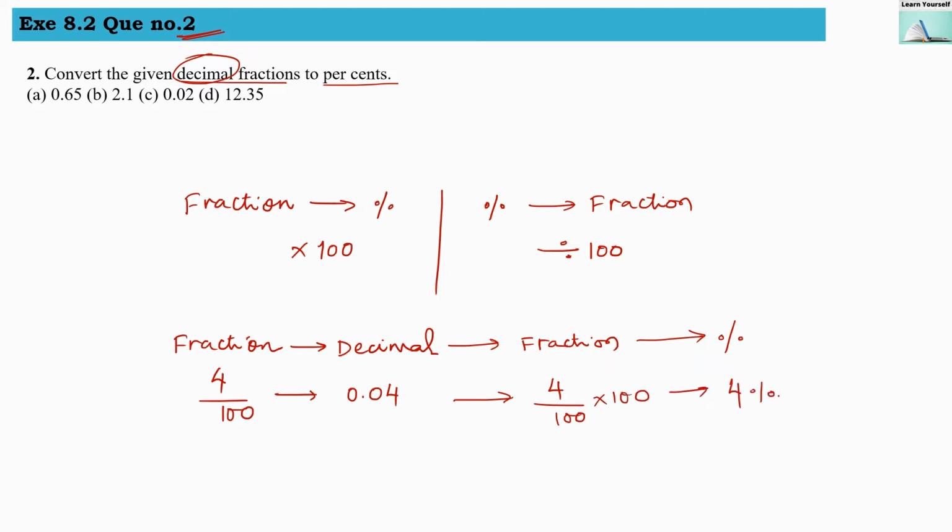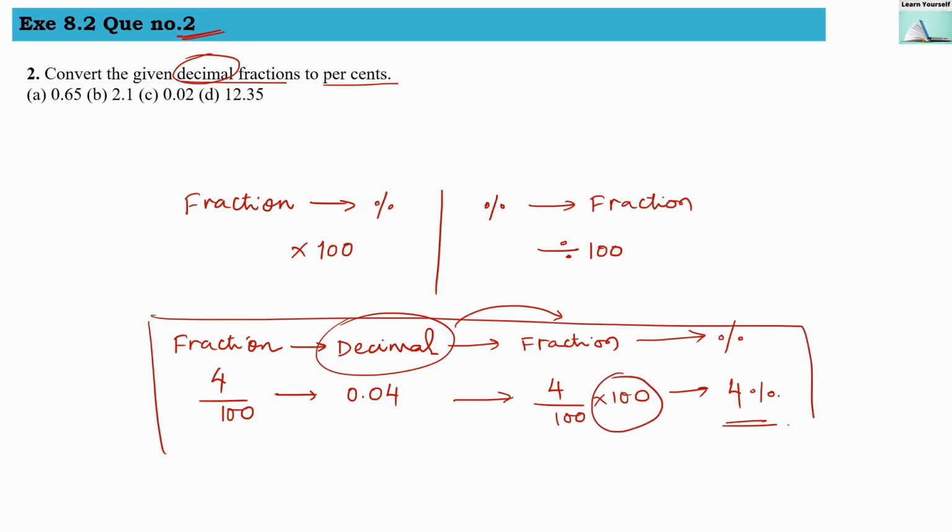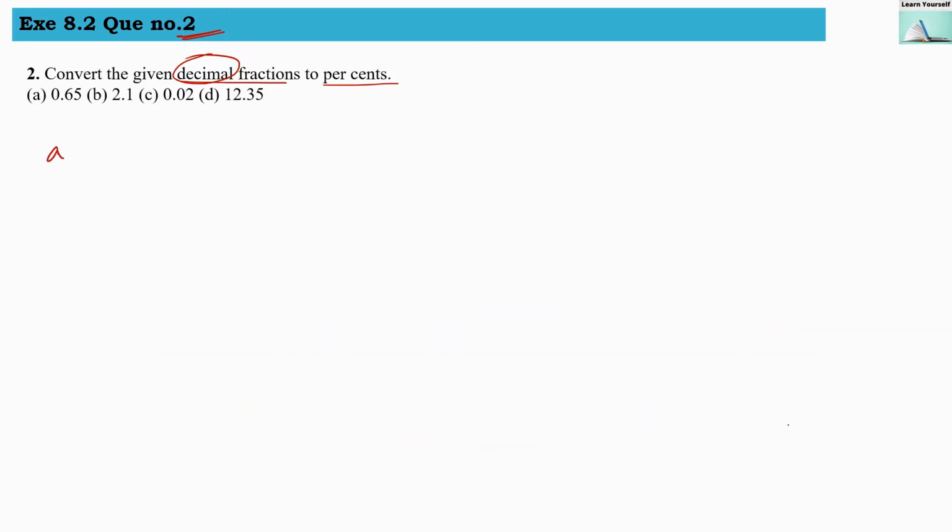So here they have given us decimal. So decimal we are first converting into fraction. Then we are multiplying with 100 and then we will get the percentage. So this is how we are going to solve this numerical. So first one is 0.65. This is in decimal form. We are converting this into fractional form.